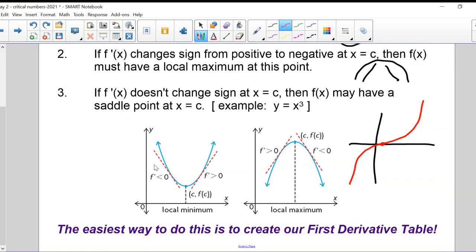So local min, negative slope followed by positive slope. Local max, positive slope followed by negative slope. The easiest way to do this is create a first derivative table, meaning look at the slope just before the critical point, look at the slope just after the critical point, and compare those two slopes. Did I go from positive to negative, or from negative to positive, or did I just stay negative, or just stay positive? That's what we're talking about.